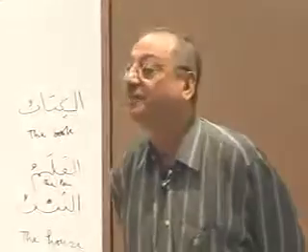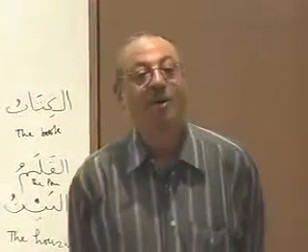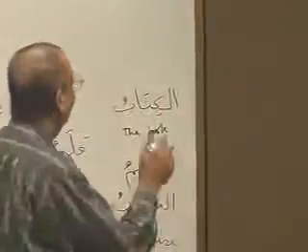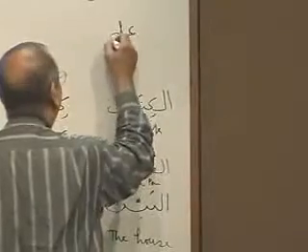Because Muhammad is a proper noun. All proper nouns are definite. When you say Muhammad, it doesn't mean any Muhammad. It means one particular Muhammad. If I say Ali, brother, how do you write Ali? We always say Ali, but truly speaking, Aliyun, brother.